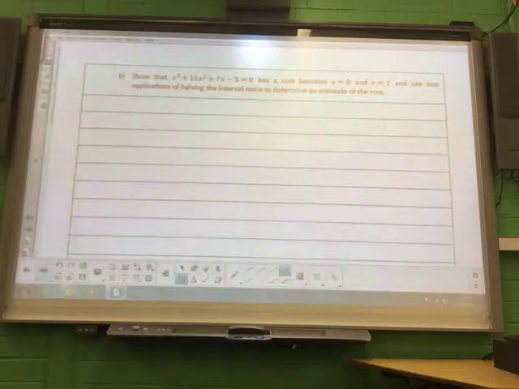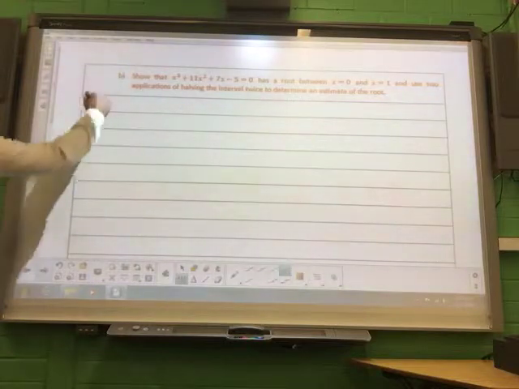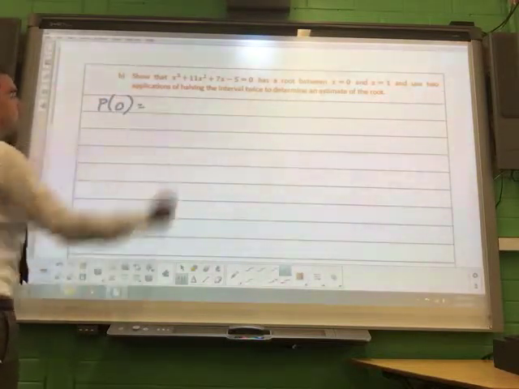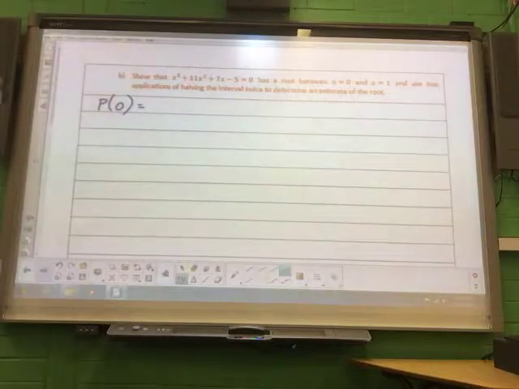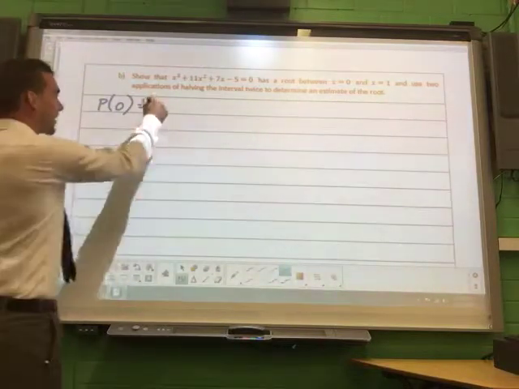So, again, show that the polynomial has a root between 0 and 1. They're probably the two best numbers to work with when substituting into the polynomial. It helps us a lot when you've got numbers like this. Then use two applications. So what we need to do is halve the interval once, get the value for it, and then pick the correct side to give us a better approximation for the root. So we need to show that it has a root between 0 and 1. So P of 0 is? 85, constant number.